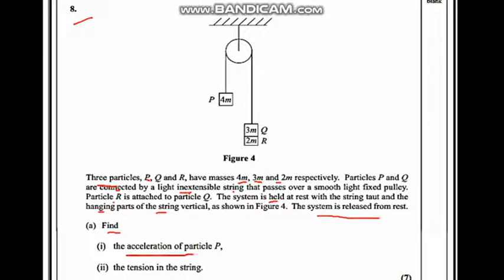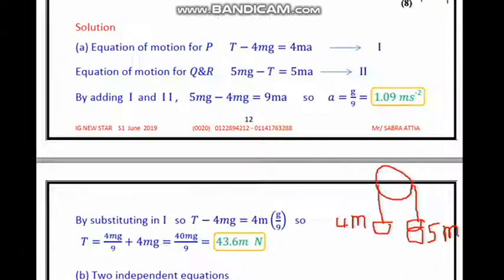Find the acceleration of the particle P and the tension in the string. Let's see how to solve it. So we can draw the system. Here 5m and here is 4m, as you see. So the system will move in this way.